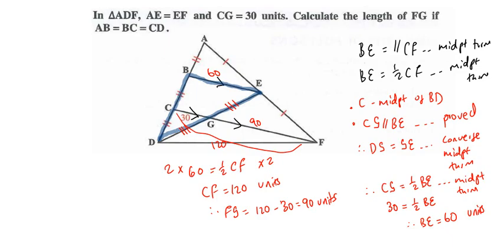So I hope that you understand that, guys. As long as you have two midpoints that are joined together, that line that is joining the midpoints is going to be parallel to the third side. And at the same time, that line is going to be half of the third side.